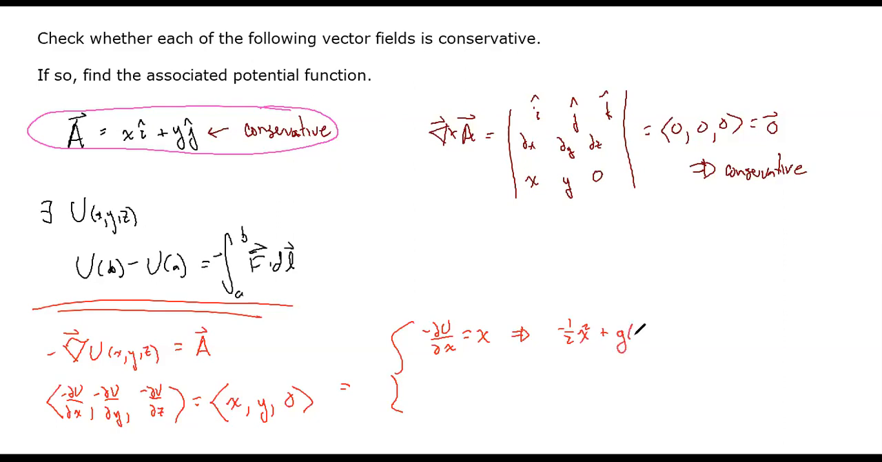So I'll just call it g of y and z. There's this entire function, and it could be the most complicated thing possible, but as long as it depends on y and z only, that partial x would toast it. So this is u of x, y, and z. Okay. So the next thing we have is partial u with respect to y is equal to y. So what does that tell me about u?